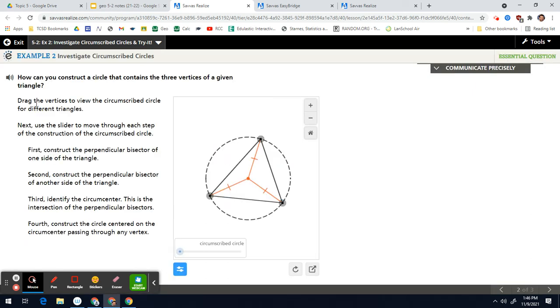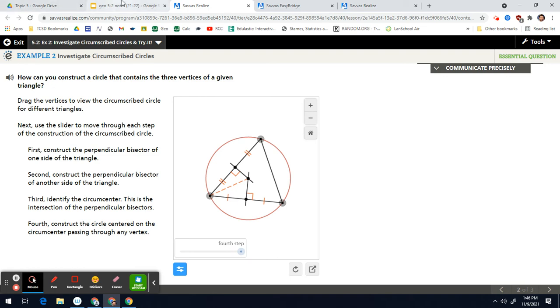So, first things first, right? We're going to take a triangle and construct the perpendicular bisector of one side. So there you go, perpendicular bisector. Then we're going to construct a second perpendicular bisector. There we go. Now that we have that, we're going to identify the intersection of those as the circumcenter. There we go. And then fourth and final step, now we're going to use a compass and use the center. The circumcenter is our center. One of the other corners is going to be the length of the radius, and we draw our circle around, just like that. And there we go.